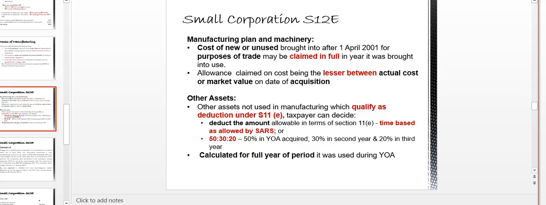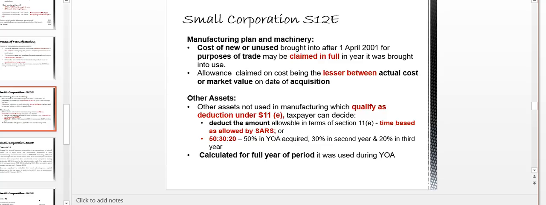Okay, so what this basically tells you is that for a small business corporation to qualify for the section 12E allowance, it has to be a small business corporation, and for a manufacturing asset, you may claim the full cost of this manufacturing asset in the first year of assessment. And the cost has to be the lesser of the actual cost or the market value on the date of acquisition. So that's for manufacturing assets for a small business corporation.